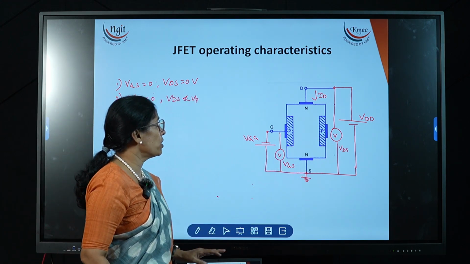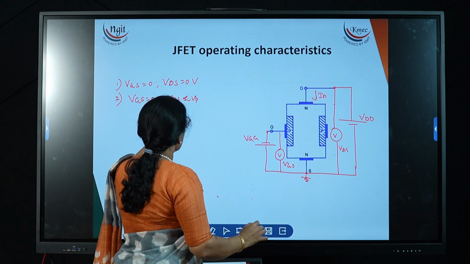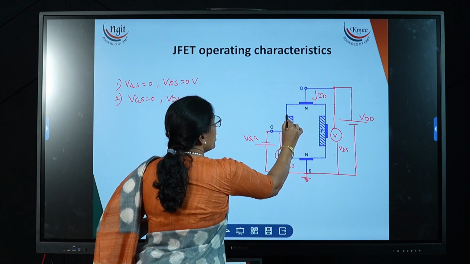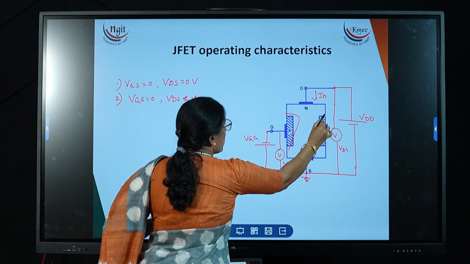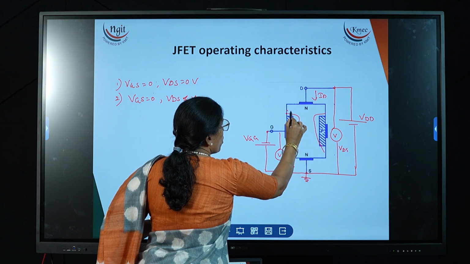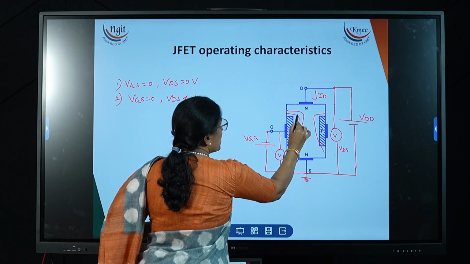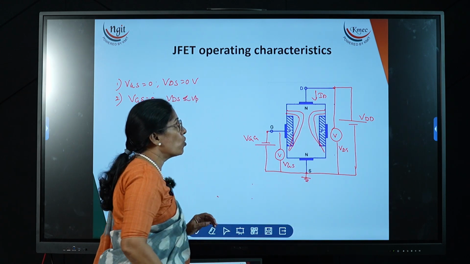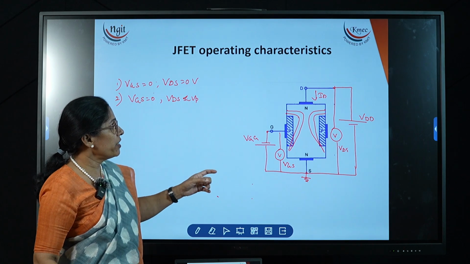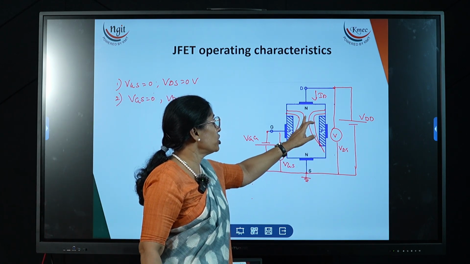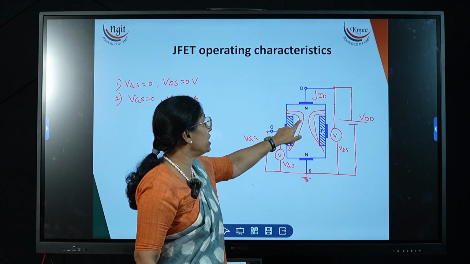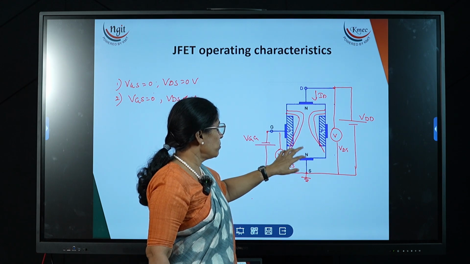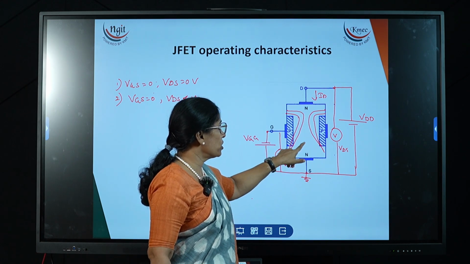Then what happens? When we apply the positive voltage, the depletion width increases like this. Now consider this line is for 1 volt and the second line is for 2 volts. Like that, if we go on increasing the VDS value, the depletion width keeps increasing like this. Now there is more bulge at the drain, and at the source there is no bulge.